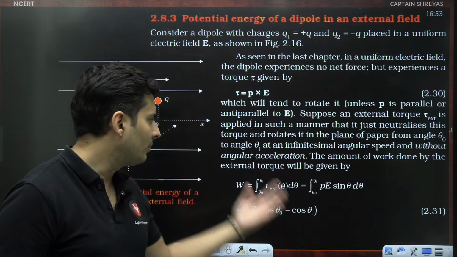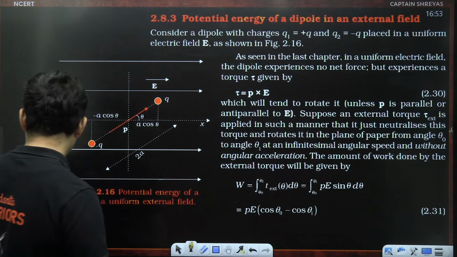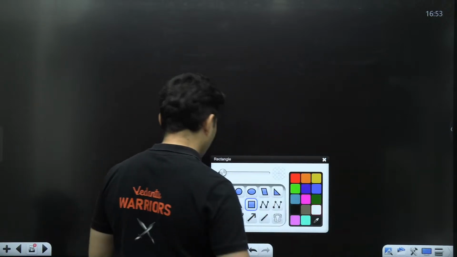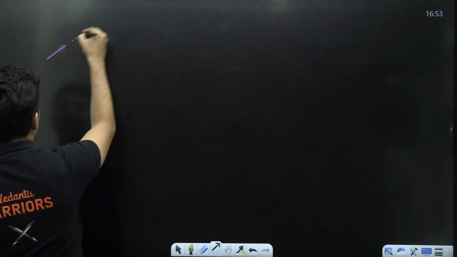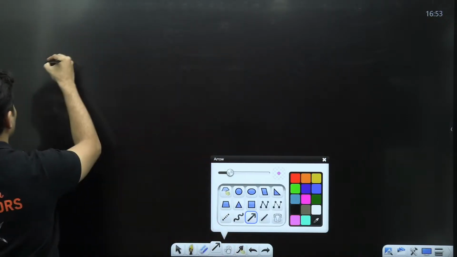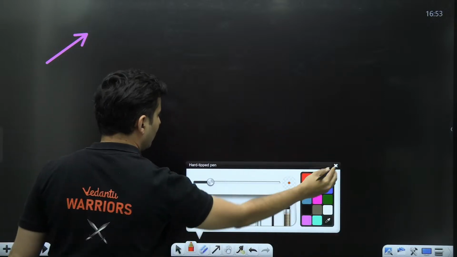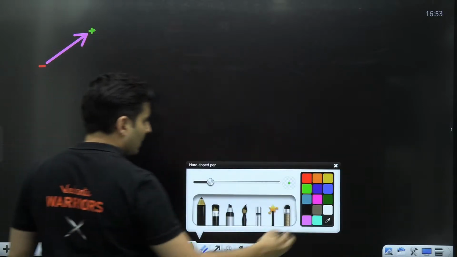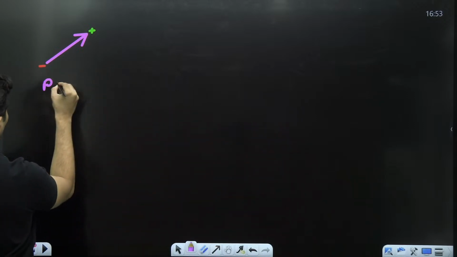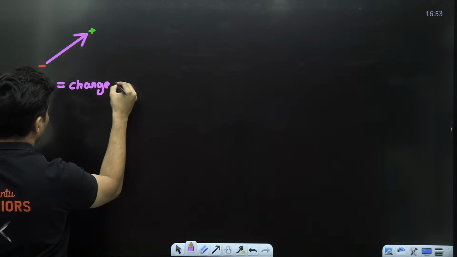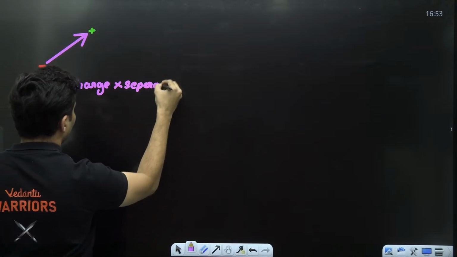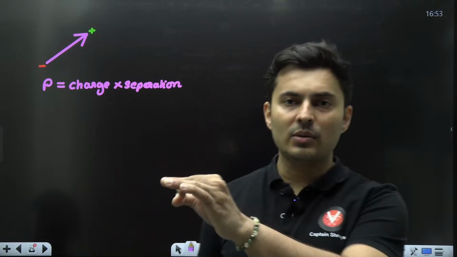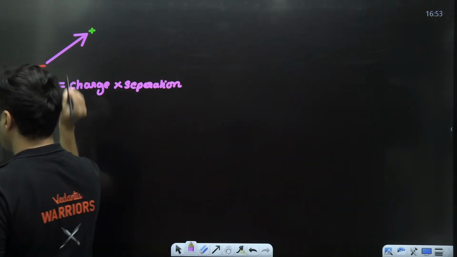Let's have a look at this. I will explain this to you in a very simple manner, guys. Imagine you take an electrical dipole. What is an electrical dipole? We already studied this. It is nothing but two opposite charges, negative and positive, separated by some distance. They develop an electrical dipole moment, which is nothing but the charge multiplied by the separation. It's a vector quantity whose unit is coulomb meter. That is what the electrical dipole moment is.